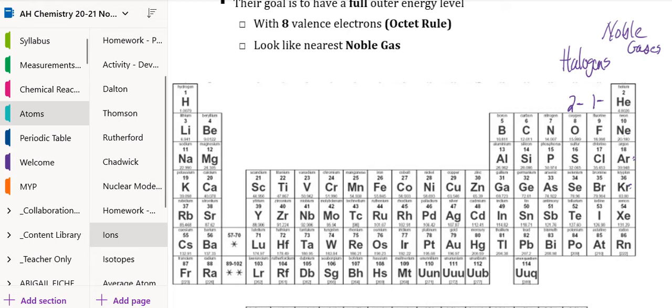Then the group that starts with nitrogen. Who is the nearest noble gas to nitrogen? Neon. And so for nitrogen to have the same electron arrangement as neon, it's going to have to gain 3 electrons and have a charge of what? 3 minus.